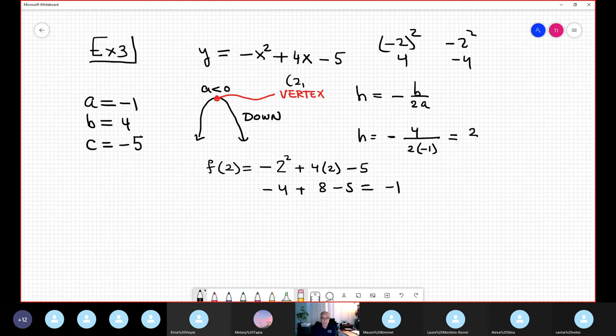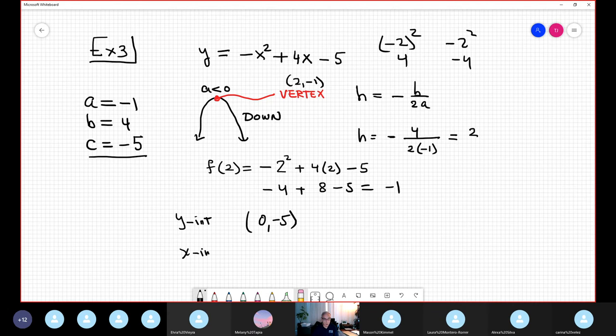So my famous point, the vertex, is located at the point 2 comma negative 1. Super, I like that. One more point is important: the y-intercept. It's easy because I know it's 0 comma c, and c in our example is negative 5. Look at that, the y-intercept is located at 0, negative 5, because I know that the y-intercept in that function is always c.